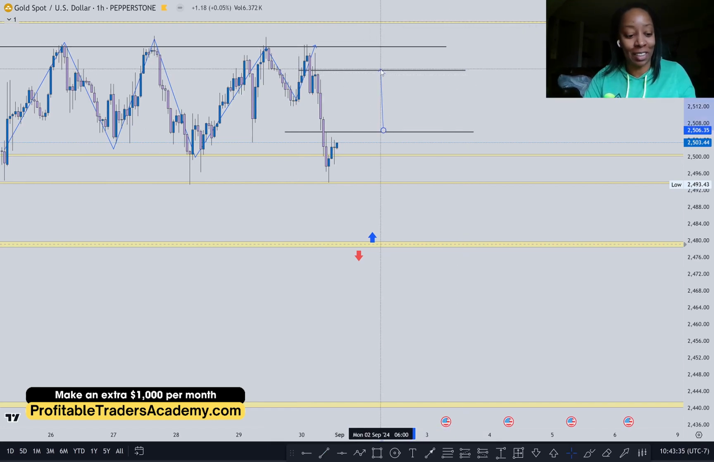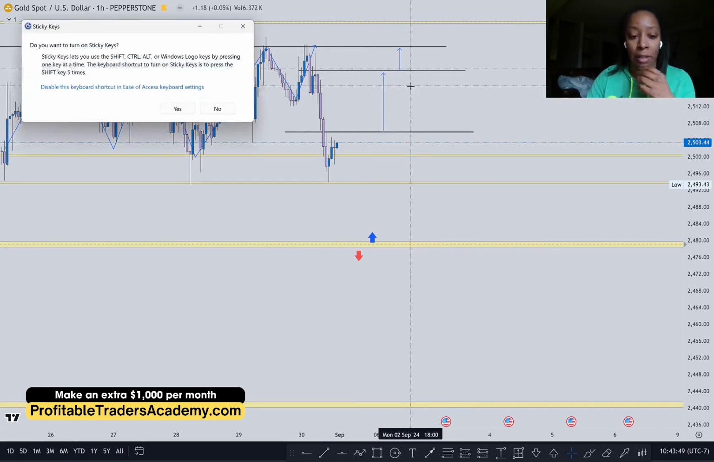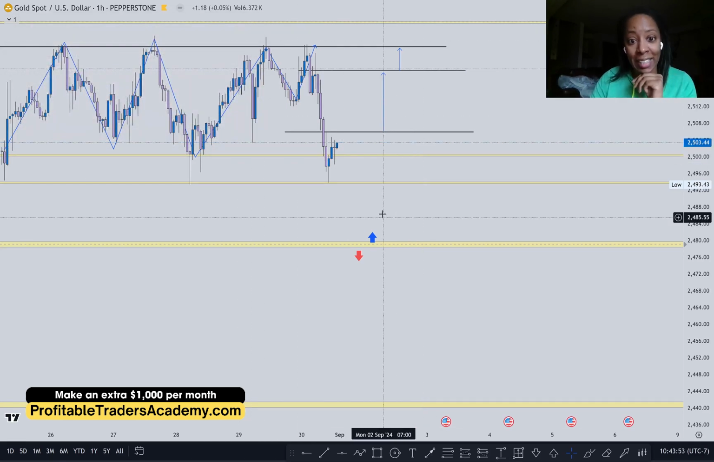I'm trying to think of the right word to say. But anyway, for price to not get up to, and price could continue up here. So let me go ahead and do this. So this is what I'm looking for on this: price to continue up there. So that's one idea that I'm looking for this upcoming week.